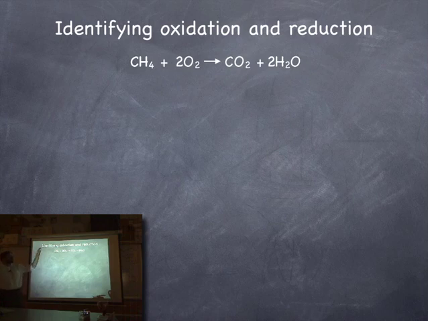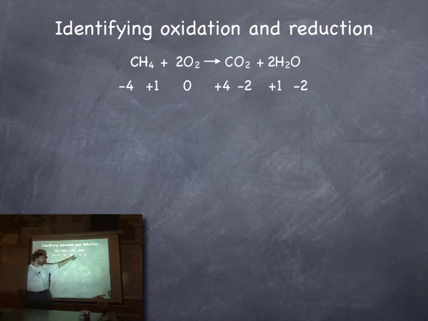To identify oxidation and reduction, we use those oxidation number rules I just showed you, and we assign oxidation states. We've already got this: -4, +1, 0. Then the -2 for each oxygen meant that this carbon had to be a +4. Hydrogen is +1, oxygen is -2. So now we ask ourselves, what kind of changes happened? We say, wait a sec, that carbon changed. Carbon went from -4 to +4.